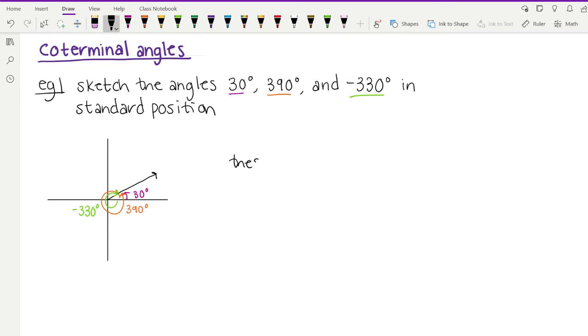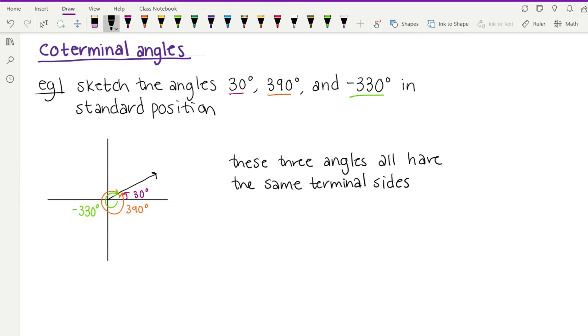So these three angles all have the same terminal side. So remember again, terminal side is just the line segment or the ray that you're drawing on the XY plane. They all share that same ray, right? Like you draw them and they all kind of have that same ending point. However, it is not correct to say that they are the same angle.